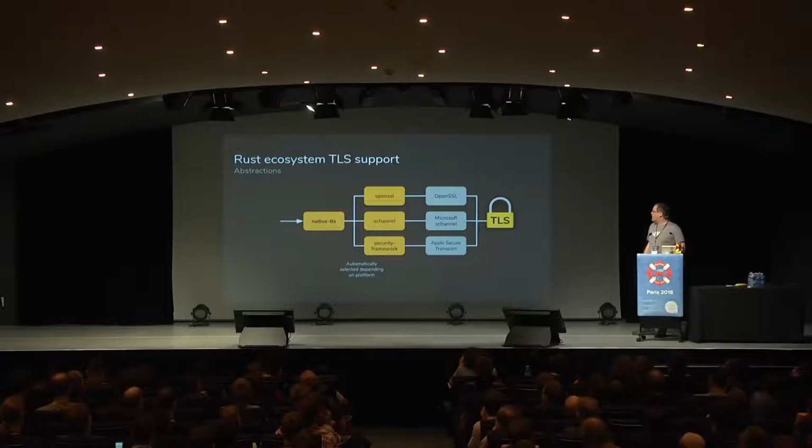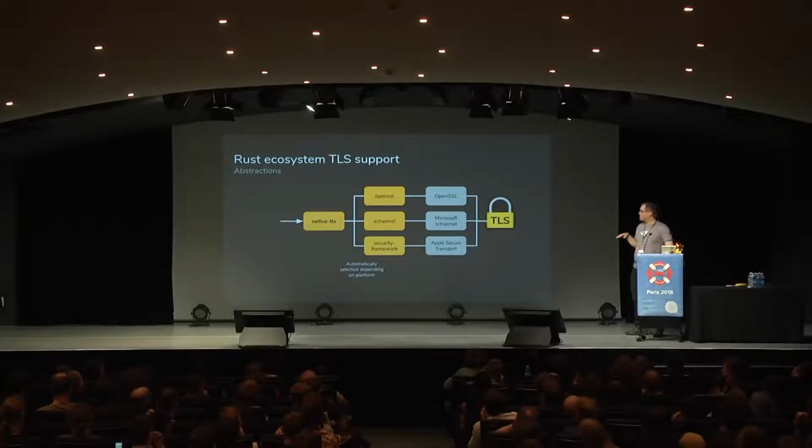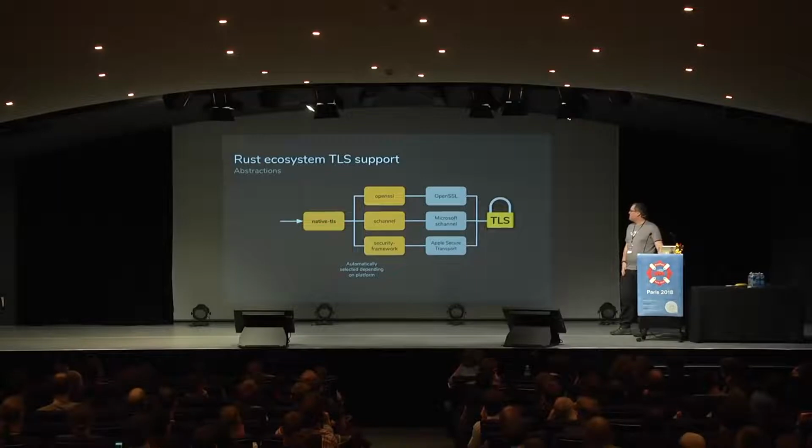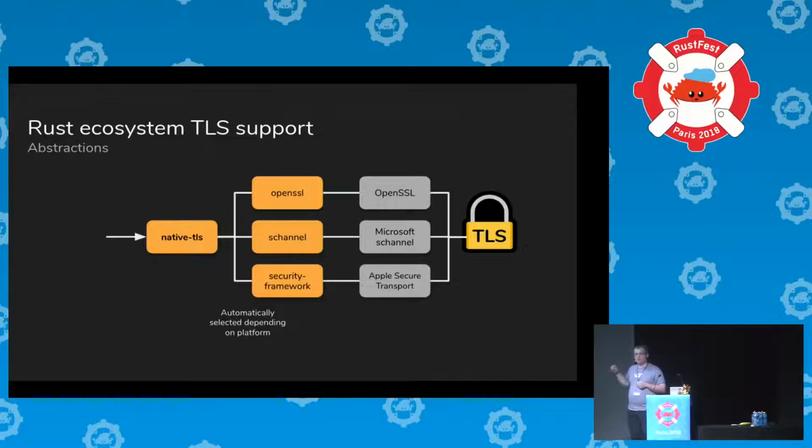And then we've got some abstractions. So native TLS is really, really common, very widely used, probably the most widely used way of doing TLS in Rust right now. Basically, we have these bindings, so let's choose one based on what's the most convenient for the platform I'm running on, and that really works very well. And it's very low friction. So if that's what you want, this is a good choice.